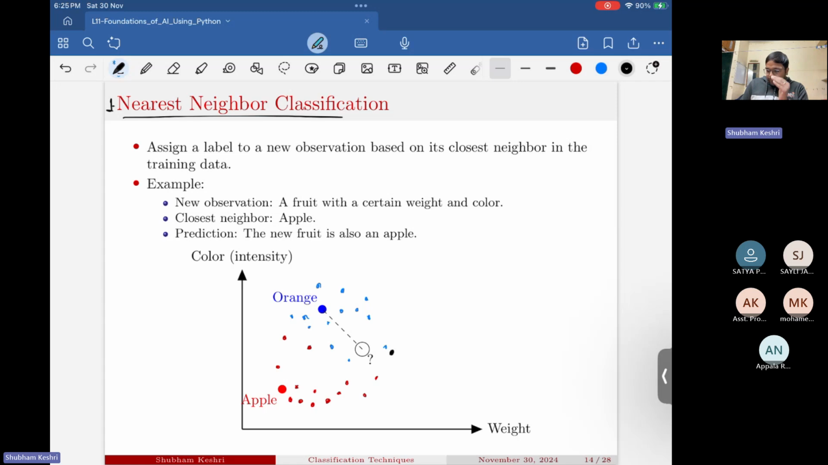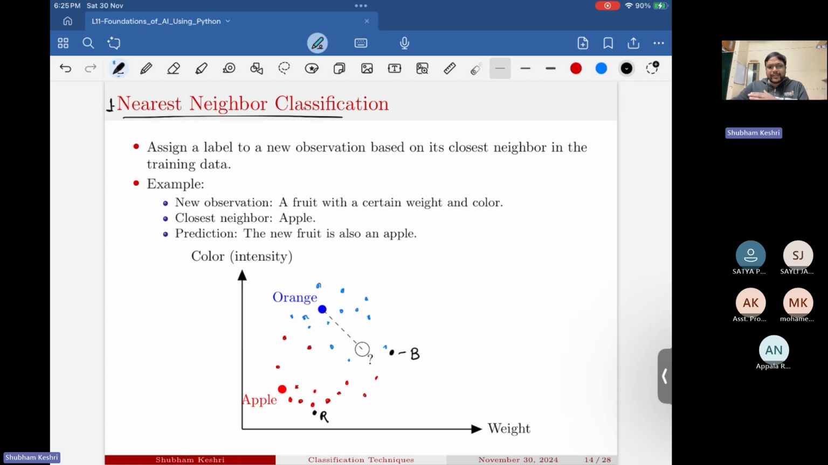So only the closest neighbor will be checked. You see the closest neighbor is a blue neighbor, so we will label this dot as blue. Again, if you're talking about this point, this is the new observation, and the closest neighbor is a red dot, then you will say it is a red class.